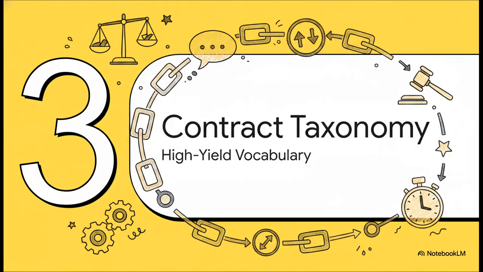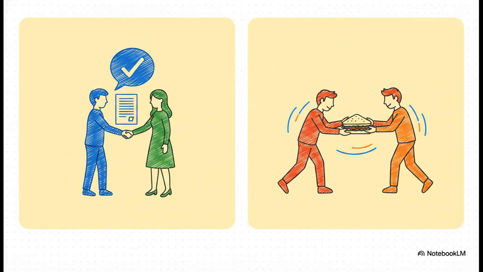All right, Section 3, the contract taxonomy. This is our high-yield vocabulary section where we categorize these agreements based on explicitness, mutuality, and enforceability. First up, explicitness. An express contract is exactly what it sounds like. The terms are spelled out directly, whether you wrote them down or just said them out loud. Like, I'll buy your car for $5,000.